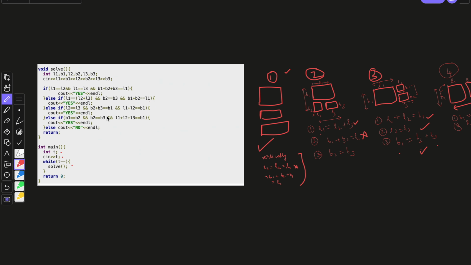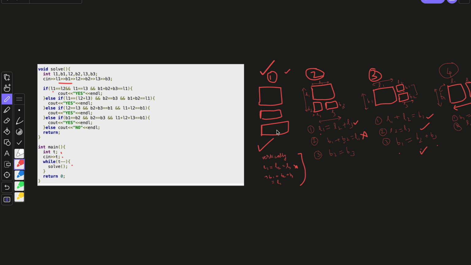Now let's see the code for this question. So this is the number of test cases. Test cases are being entered, and for all the test cases the function solve would be called. Now we declare L1, B1, L2, B2 and L3, B3, and we enter them. Now we check the conditions. If L1 is equal to L2 is equal to L3, and if B1 plus B2 plus B3 is equal to L1, we check if the rectangles satisfy the first orientation.